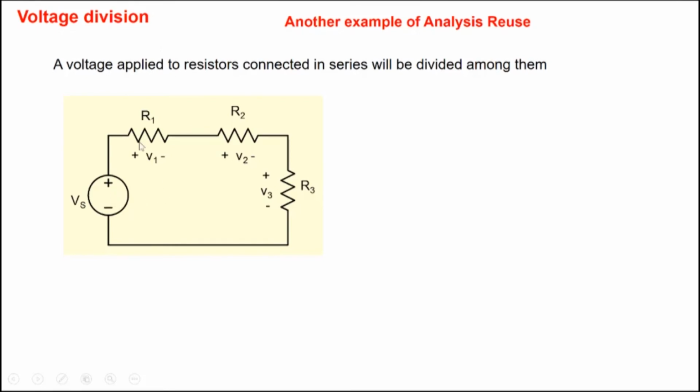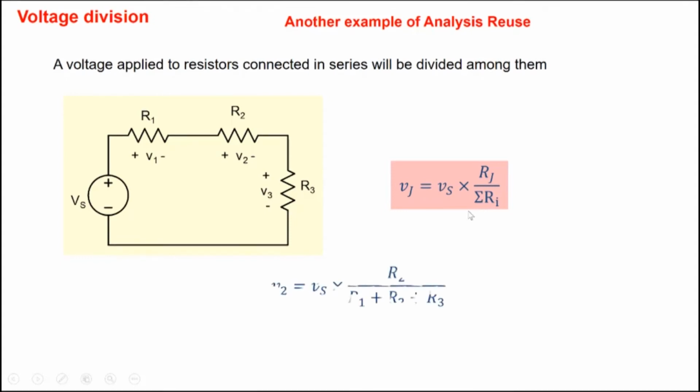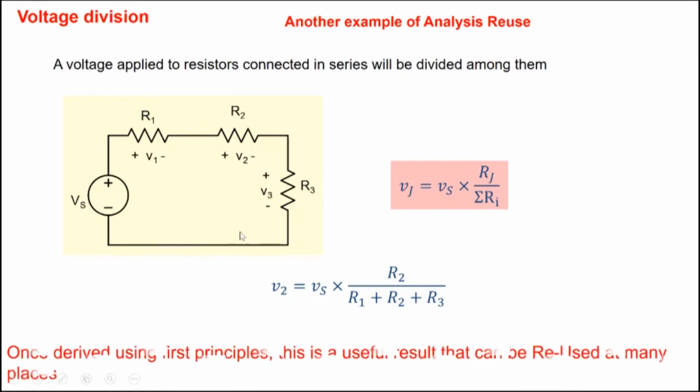So when you have a voltage here and you have several resistors connected in series, the voltage of course gets divided amongst these three resistors. In general, the voltage across the jth resistor will be the jth resistor divided by the sum of all the resistors here, right? So in this case V2 will be equal to Vs R2 by R1 plus R2 plus R3. So that's the concept of voltage division in a series connection of elements, right?